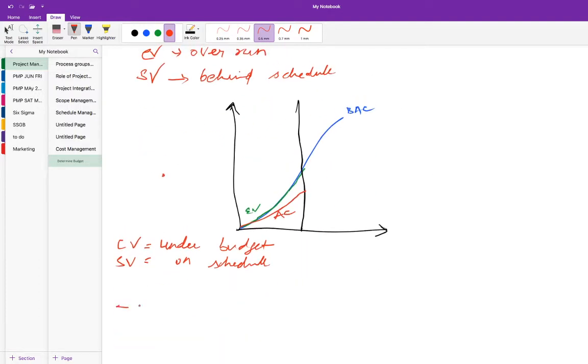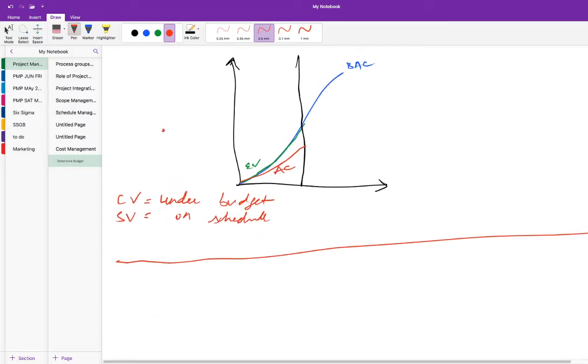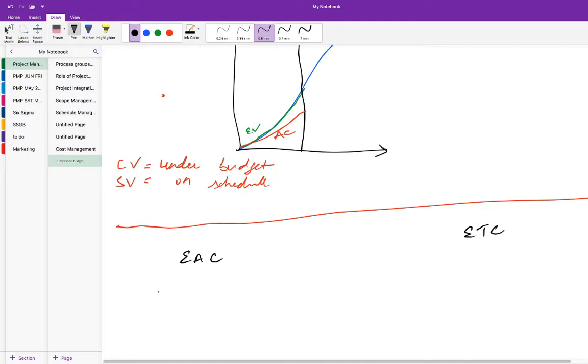Now we are going to see another two important measures, which are EAC and ETC. What is EAC? Estimate at complete. What is ETC? Estimate to complete.